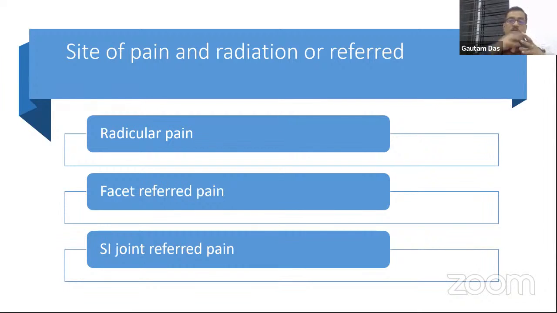Referred pain means it is not continuous. The pain is there somewhere, and somewhere else it is felt, like myocardial pain or infection pain referred to the chin, to the fingers. So that is referred, and not the whole area is painful.